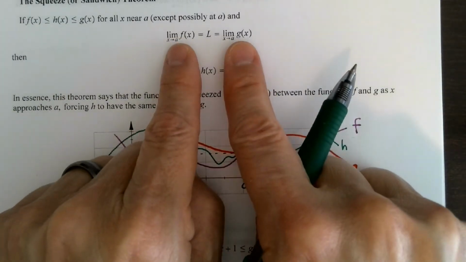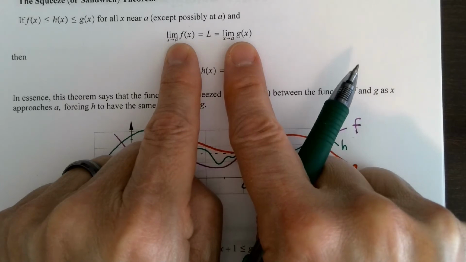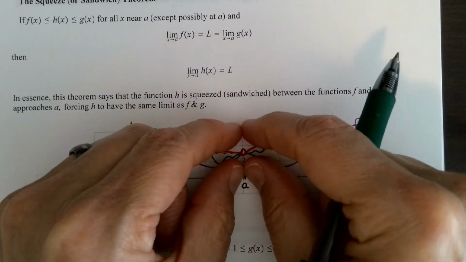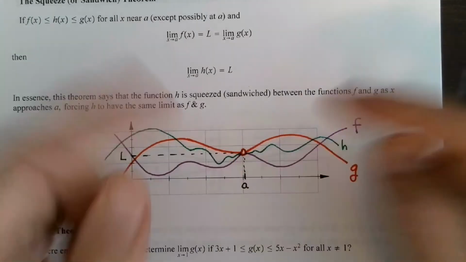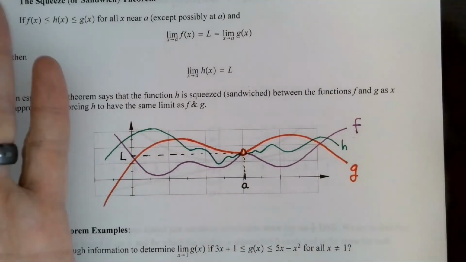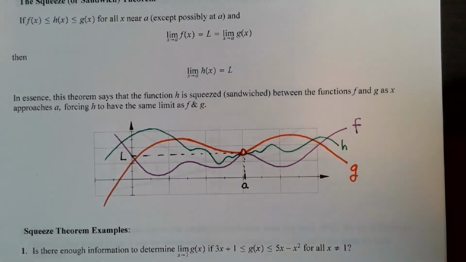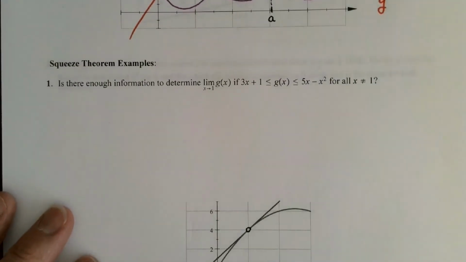Now if f and g both have limits, but those limits are not equal, then we can have a gap, and that means our green function can have a situation where it doesn't even have a limit. We don't even know it has a limit, or it could have a limit, but it may not be equal to either one of the other two. So let's see how this squeeze theorem works.